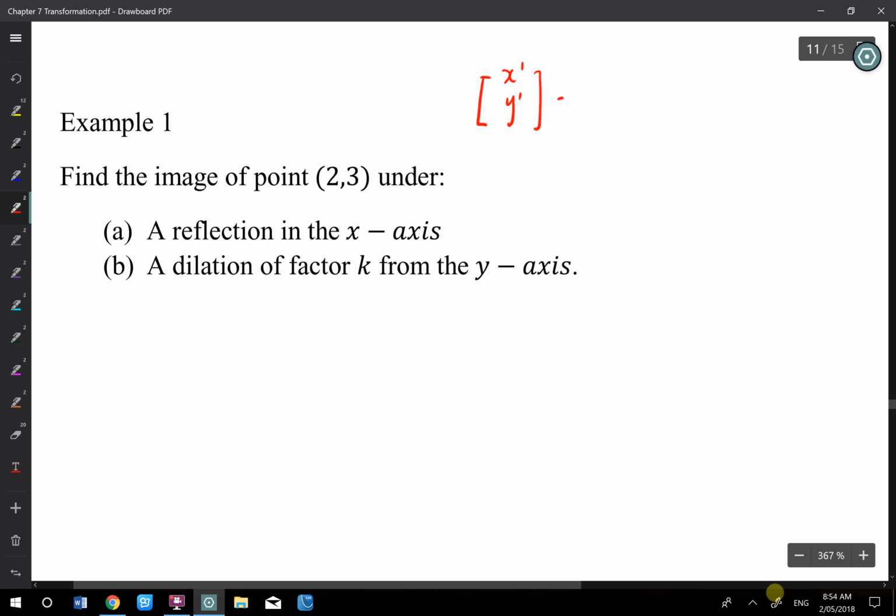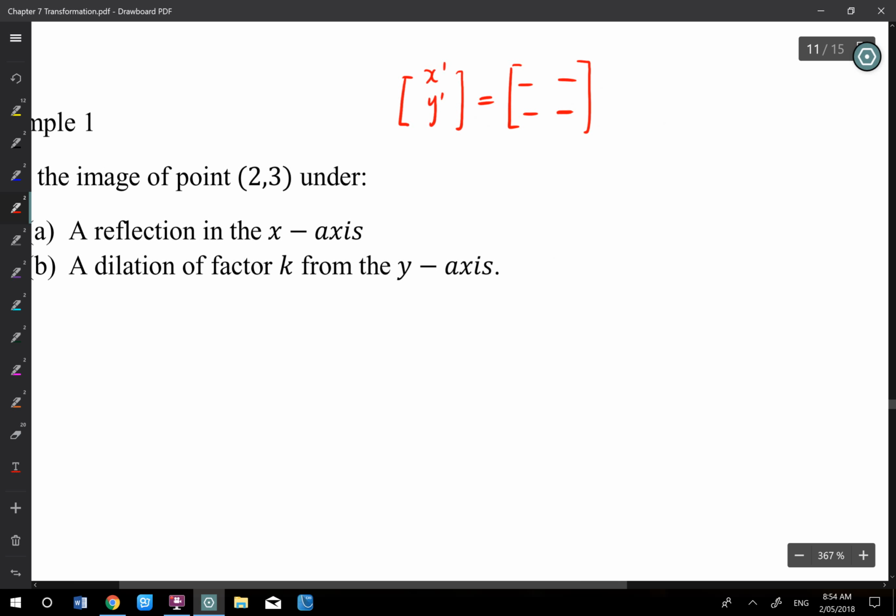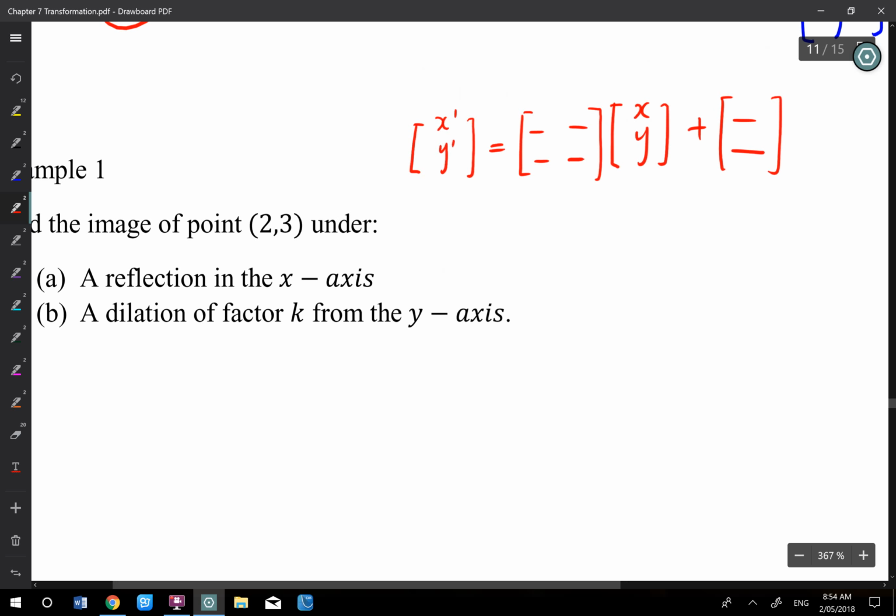Just always remember, the new point equals a transformation matrix. Well, I don't know what it looks like, but it will be a transformation matrix times the original point, and add the movement. Okay, that's always the formula.